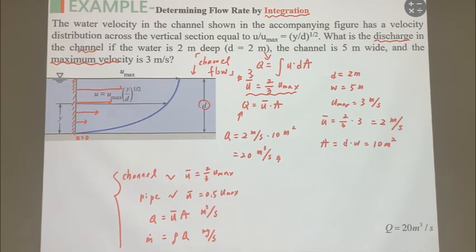But this is based on the flow being ideal flow, with the flow direction always parallel to the normal vector of the cross-section area. If not, you need to follow the formula shown here: the flow field velocity vector multiplied by the area vector. You need to use the dot product. Okay, this is the very general formula when we calculate the discharge.